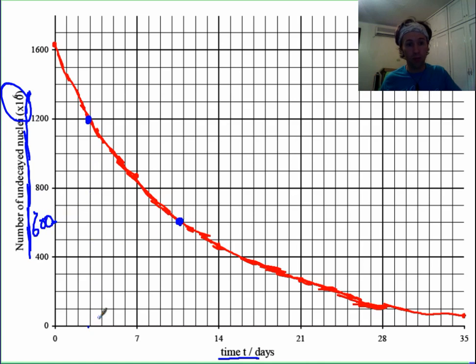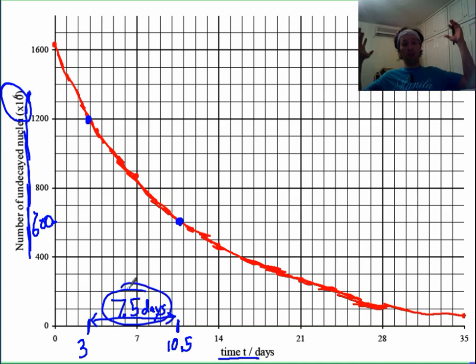Go to your point, and you look up the times. It's at about 3. This is at about 10.5. You see how much time this took, and that took about 7.5 days. That's it. That's your answer.